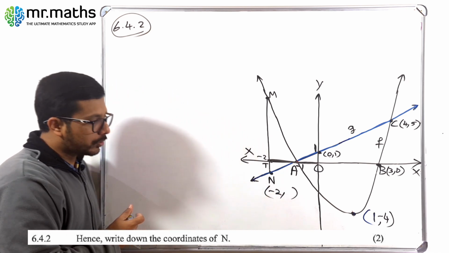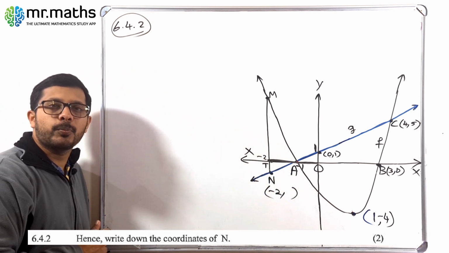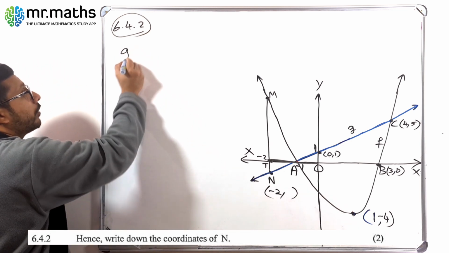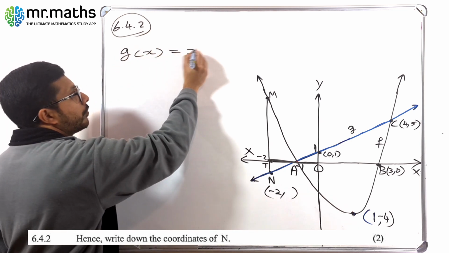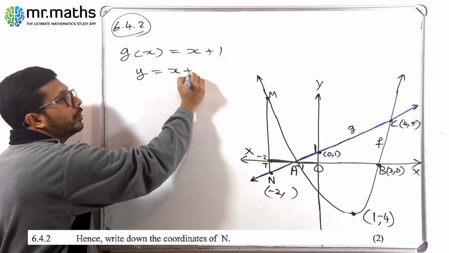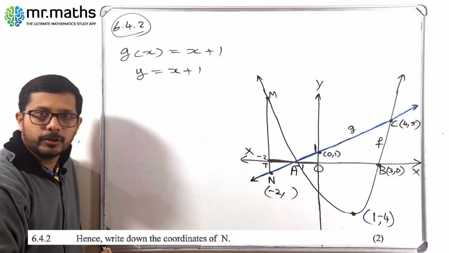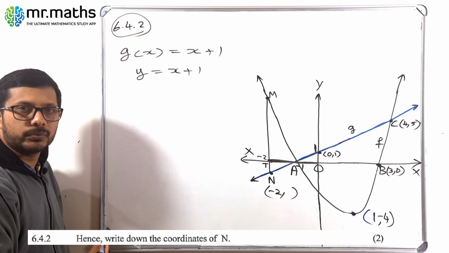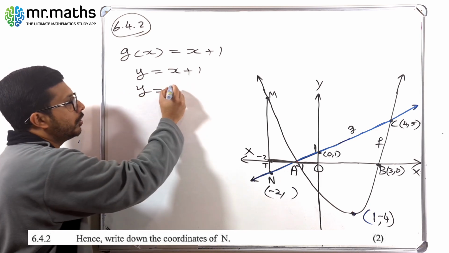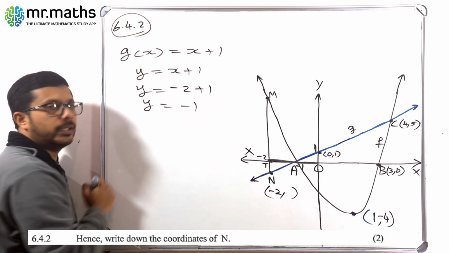Am I right? Okay, so now where is that point n? That is on the g of x graph. Do you remember, we already found the equation of g of x, that is x plus 1. G of x is the same as y is equal to x plus 1. So at this point n, what is the x value we got? Minus 2. So how can we find the y value? Y is equal to, we have to substitute that x value as minus 2. So it is minus 2 plus 1. So y is equal to minus 1.